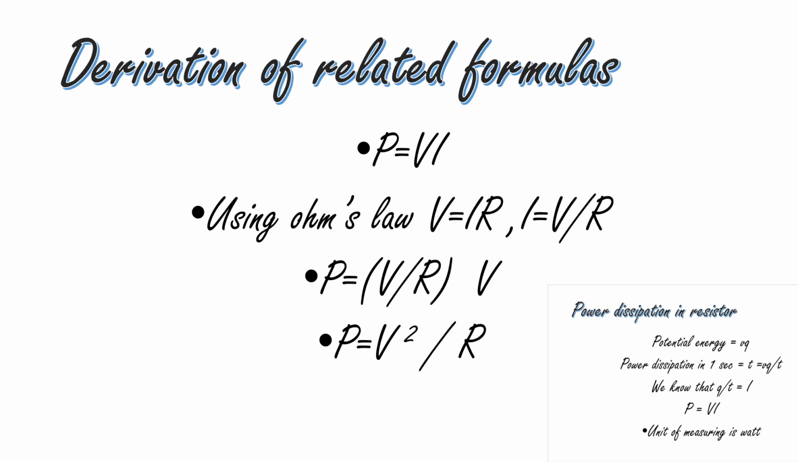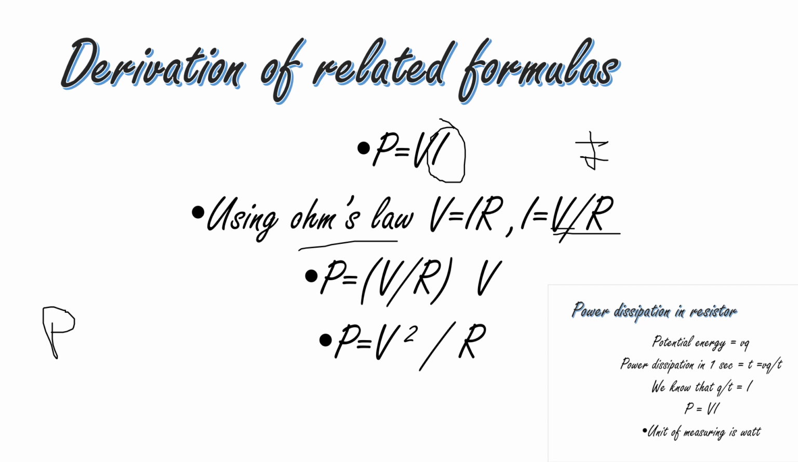The second formula that can be derived is from P is equal to VI, the general formula. Now here again using Ohm's law, but here we'll substitute the I. We know that in Ohm's law I is equal to V per R, volt per resistance. So here we'll put volt per resistance in place of the I, so it will become V square per R.